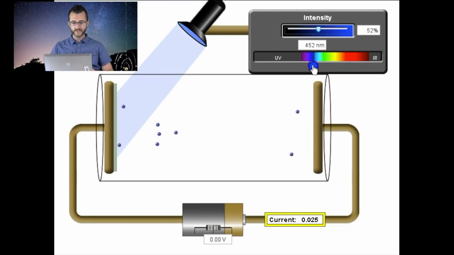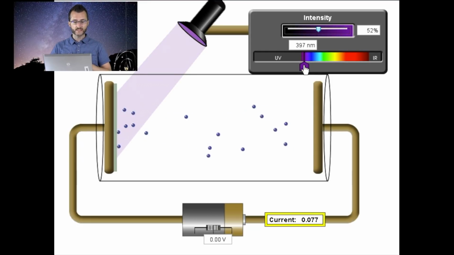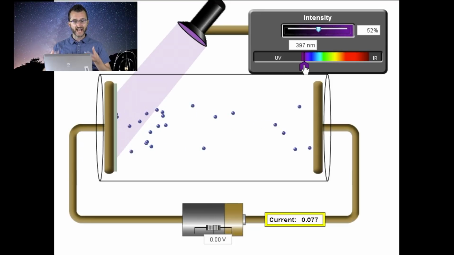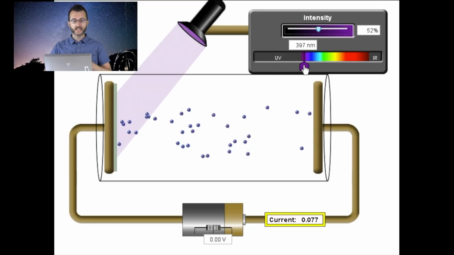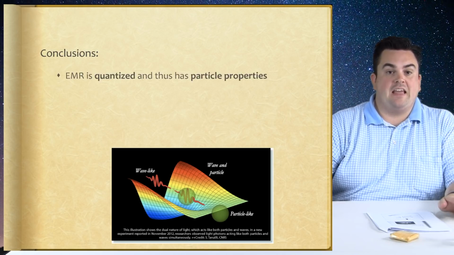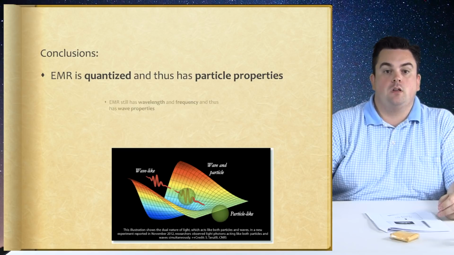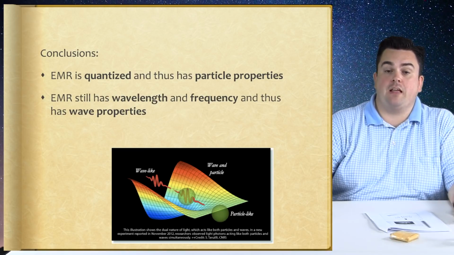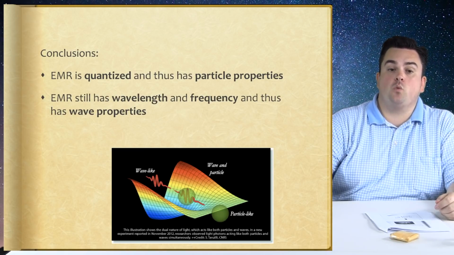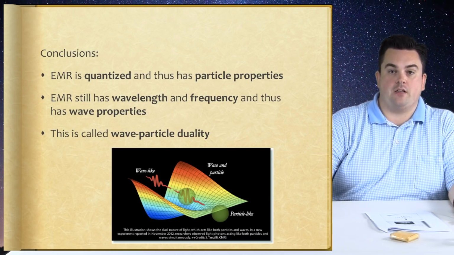All right, now if I continue to increase the frequency beyond that minimum, I'm delivering even higher energy photons. So at the same intensity, I'm removing the same number of electrons, but that higher frequency with higher energy means the electrons are removed with a higher speed. In conclusion, EMR is quantized and thus has particle properties. EMR still has wavelength and frequency and thus has wave properties. This is called wave-particle duality.